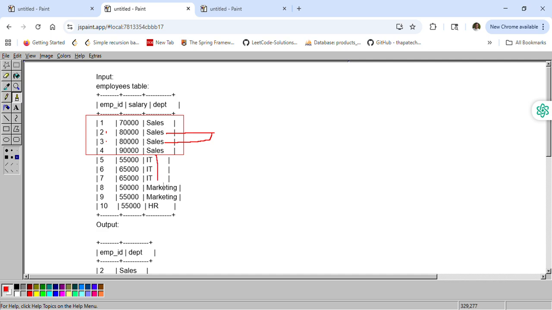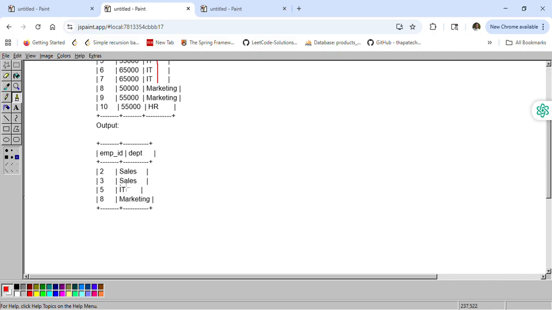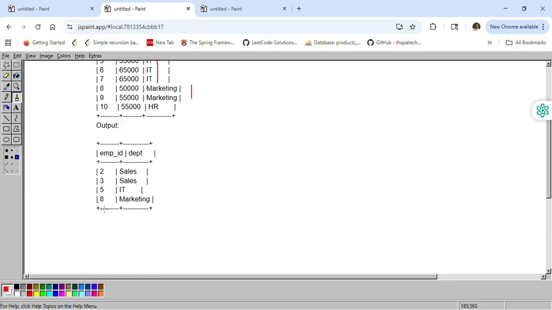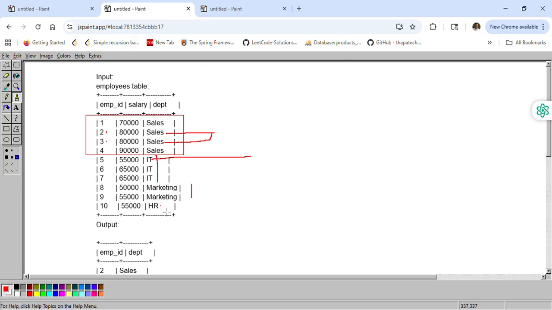These are the 3 records for the IT department. Which is the second highest salary? This one, 55,000, so number 5. You will include that one, IT 5. For marketing, the second highest is 50,008, so for marketing you will include 8. And for HR, there is no second highest because there is only one record, so you will not include anything. Understood, right?